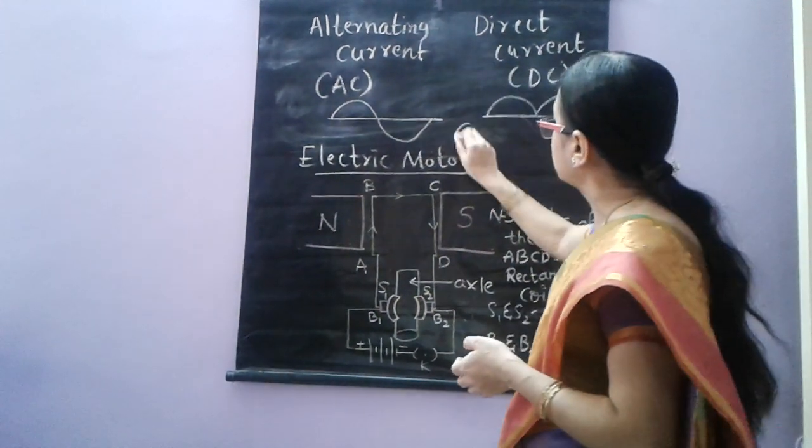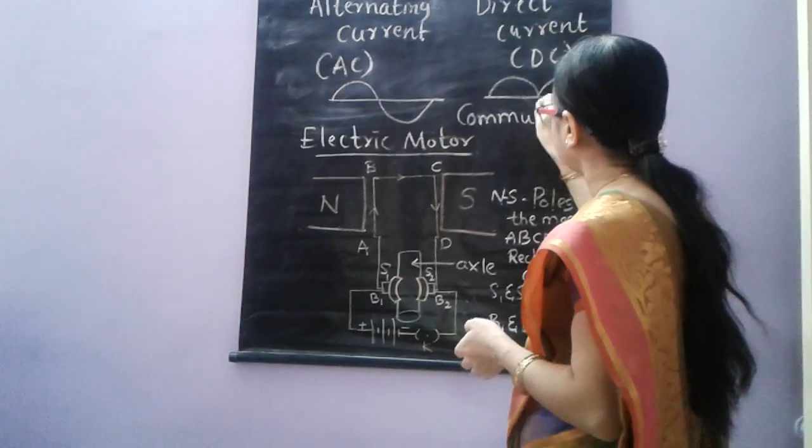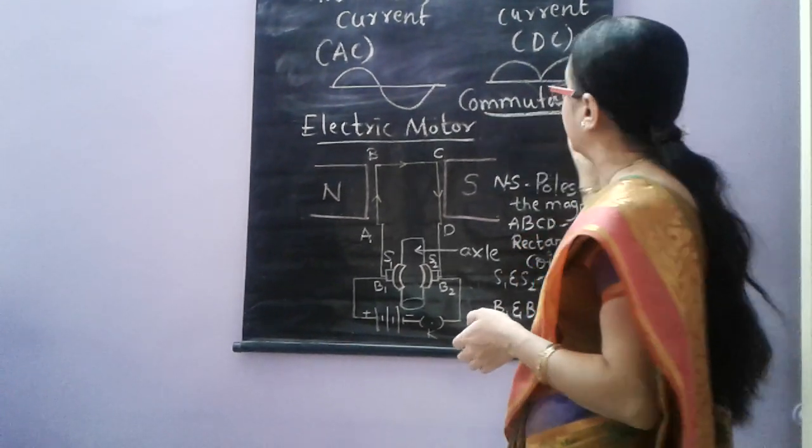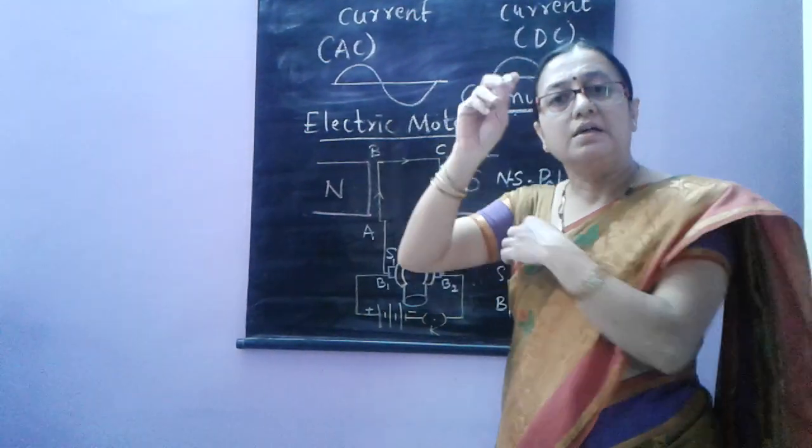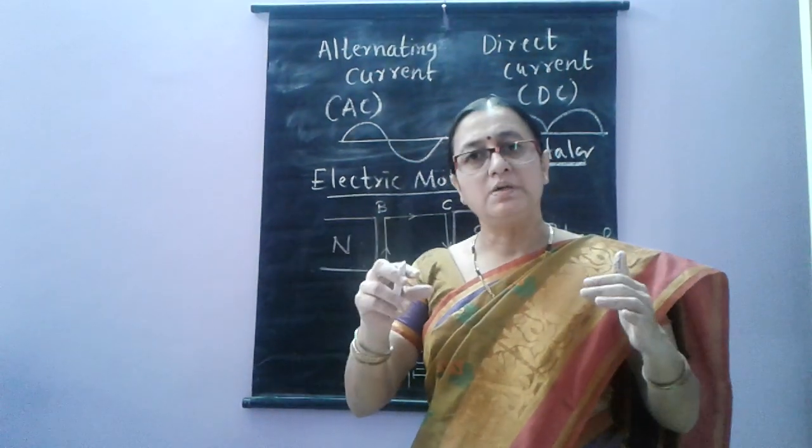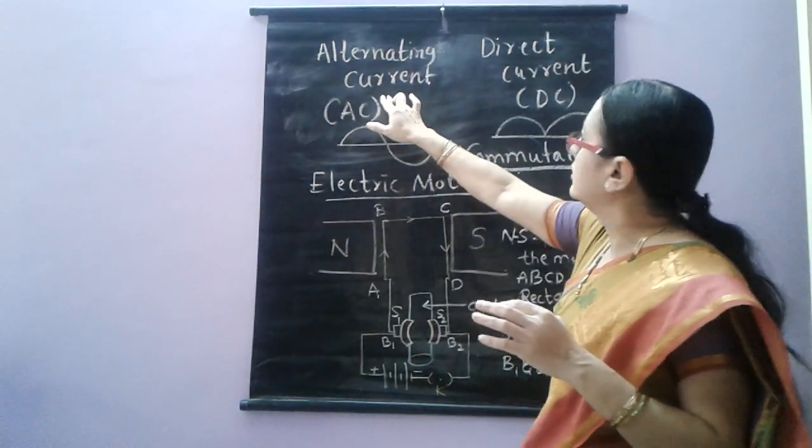A device called a commutator is present in each and every device we are using in our home, which will convert this AC into DC.